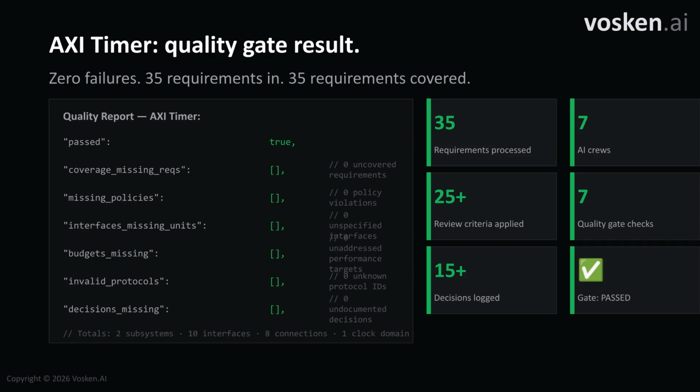The quality gate for the AXI timer passed all checks, 0 failures. 35 requirements in, 35 requirements covered. This is a deterministic pass, providing a final safety net before the architecture is handed to Stage 3.